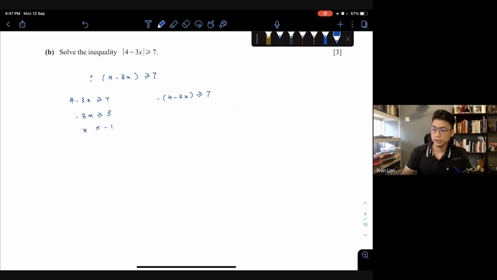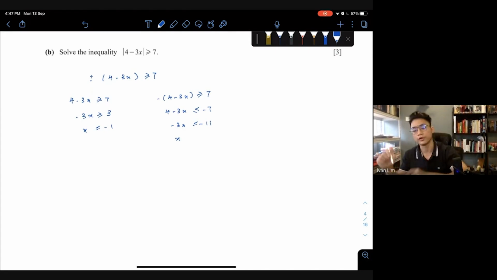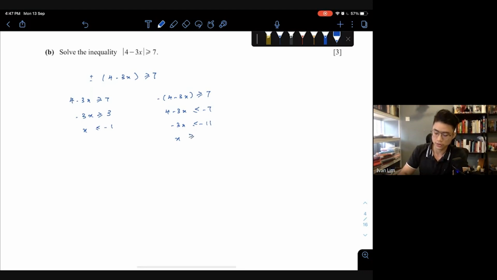Over here, if we want to divide the whole inequality by a negative, your symbol will change. So it becomes negative 3x more than or equal to 11. Actually, you don't have to solve it like this, you can just move it as it is. Just take note that when you want to multiply or divide the entire inequality by a negative, your symbol will change. Your final answer will be x more than or equal to 11 over 3. Any questions on this question?